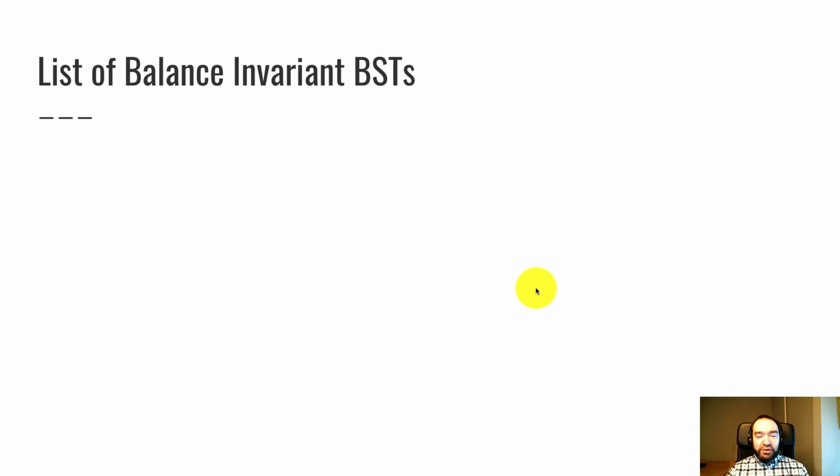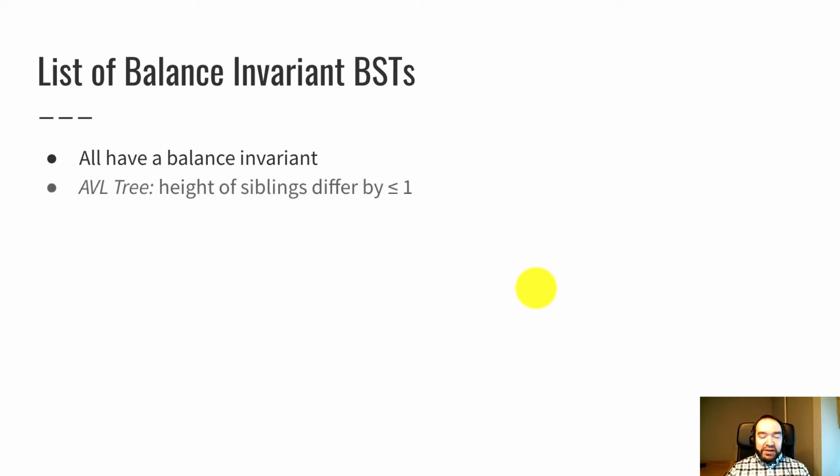So there are a whole lot of different approaches that use this general approach of defining an invariant and then maintaining it. Here is a list of some that are worth knowing about. One is the AVL tree, and the invariant on an AVL tree is that the height of two sibling nodes has to differ by less than or equal to 1. So two siblings can have the same height, or their heights can be off by 1, but they can't be different by more than 1.